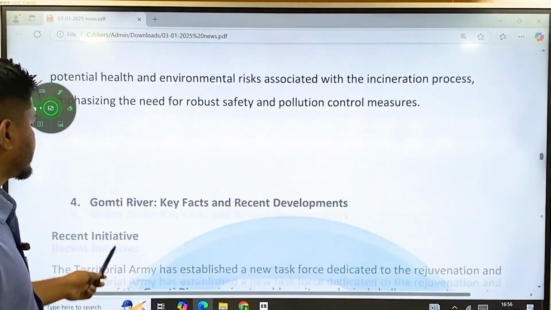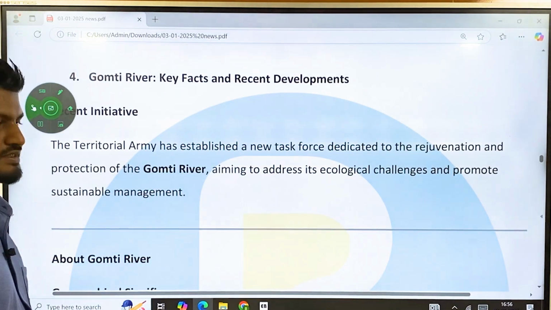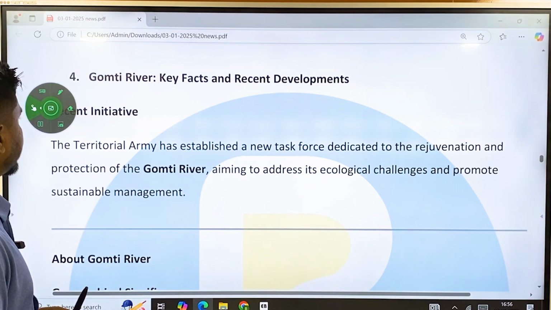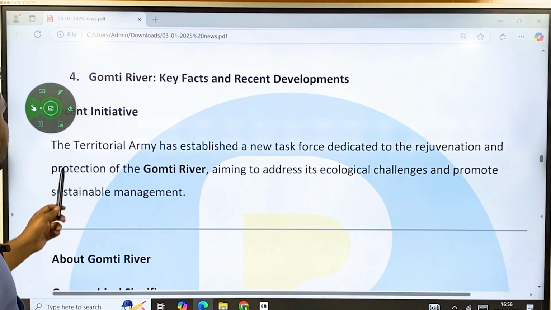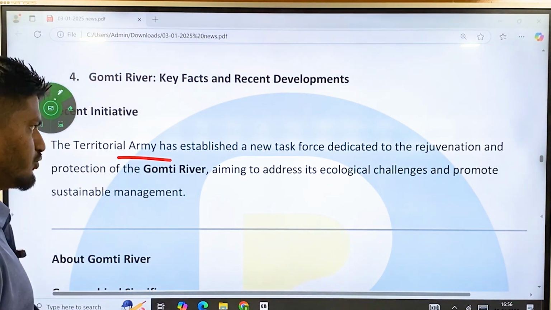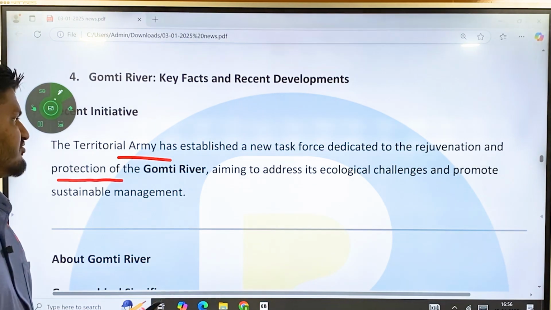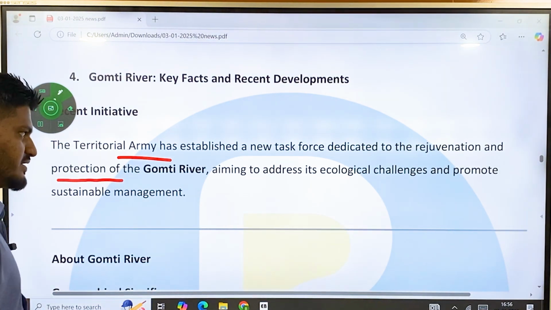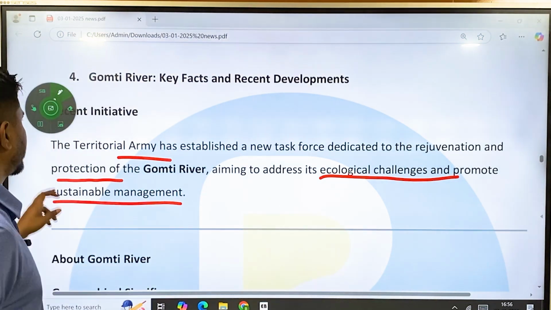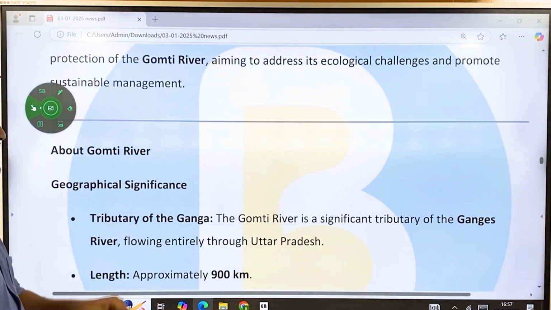Okay, next is article number 4, which deals with the Gomti River. This is an article taken from Business Standard. It is in the news because the Territorial Army has established a new task force dedicated to the rejuvenation and protection of the Gomti River, aiming to address its ecological challenges and promote sustainable management. So we'll have to understand what the Gomti River is and its significance.